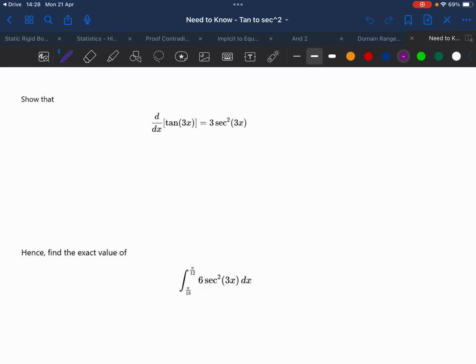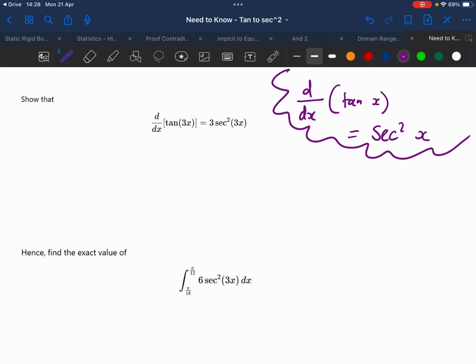Okay, we're looking at one of our need-to-knows today, which is the result as follows. When we differentiate, let's just say, tan x generally, we get the result sec squared of x. And we need to use this result forwards and backwards, so knowing it and recognizing it quickly is very, very convenient.